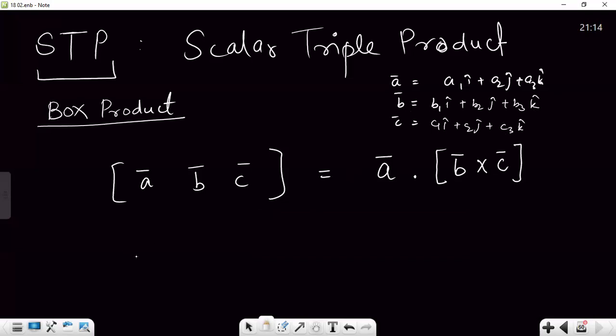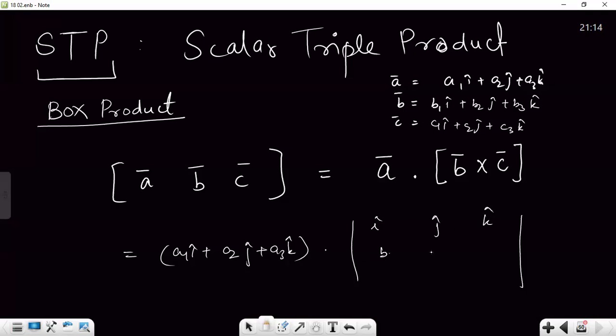Okay. So A vector, A1 i cap plus A2 j cap plus A3 k cap, dot product with the cross product. We know the formula. B vector, so B1, B2, B3, and C1, C2, C3. Okay. So we know this is getting multiplied with this. So we know about the properties of determinant.